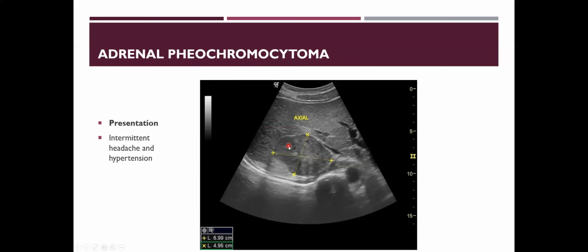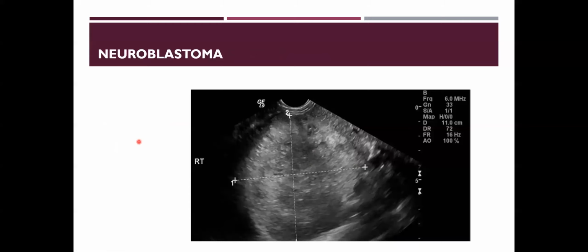Pheochromocytoma, remember they have different appearances. They don't all look like this. Presentation on this particular patient was intermittent headache and hypertension. Neuroblastoma, we'll talk about that with pediatrics, but I just wanted to show you they can be quite big.